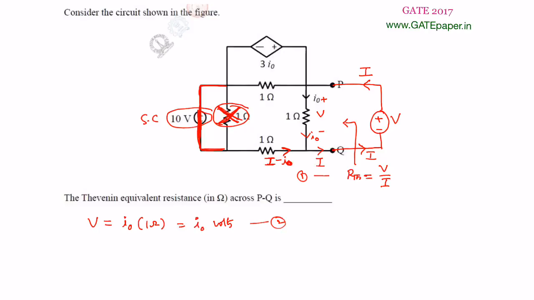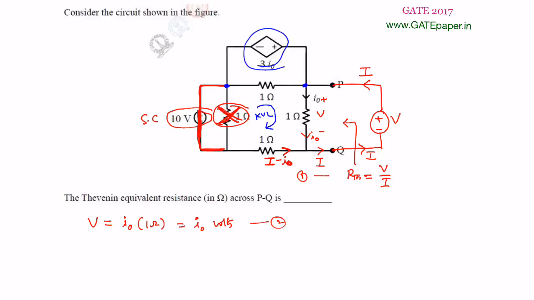Now write KVL for this loop, starting from this point. At any point you can start and you can end up at that point, that completes the loop. So write KVL going through that loop, and the voltage across these two nodes is the same as 3I0, because 3I0 is the dependent voltage source which is across these two terminals.